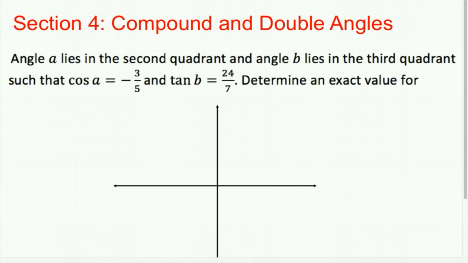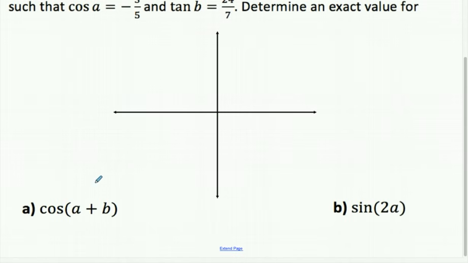Okay, now let's move on to compound and double angle identities that you would have learned. This question says angle A is in the second quadrant, angle B is in the third quadrant. It tells us what cos A and tan B are equal to, and we're going to want to determine exact values for this compound angle and for this double angle. To get exact values, we don't actually need to solve for the angle. Since we have these ratios, we can figure out enough information and use the identities to get the exact values.